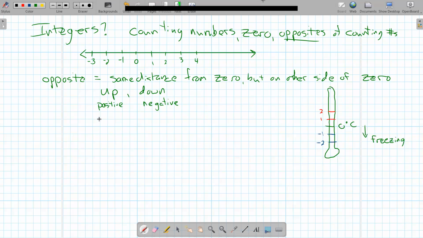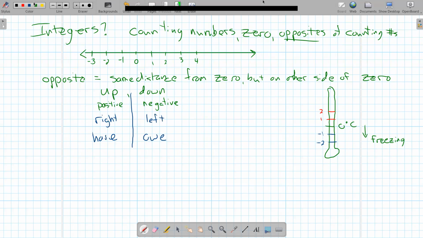We could do something like right and left, which is pretty much what we're doing on the number line. We can think about money, right? Positive would be to have money versus negative would be to owe money. So some different contexts about 0, positive, negative, opposite.